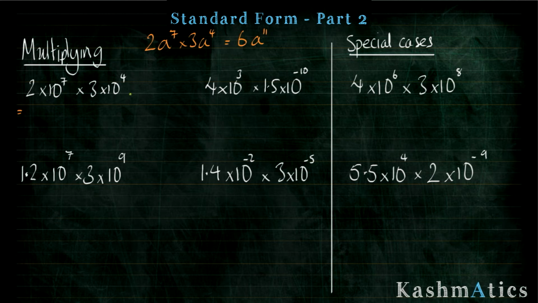Now the a is like your 10, so these are powers of 10. So it's exactly the same thing going on here. Instead of the a, you can have a 10. So 2 times 3 is 6, multiplied by 10 to the power 11. So that's that first one done.